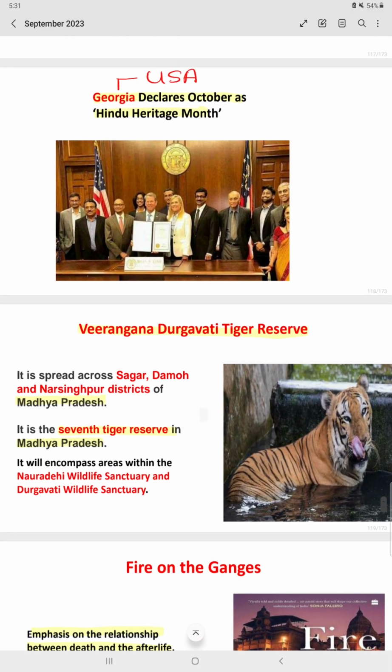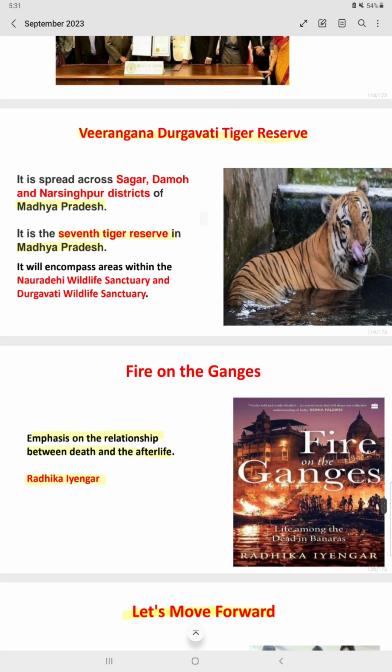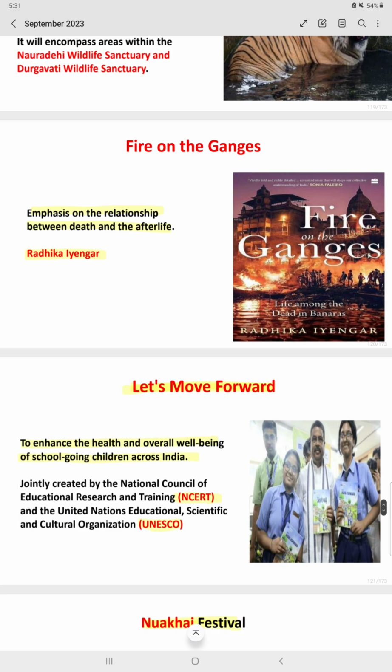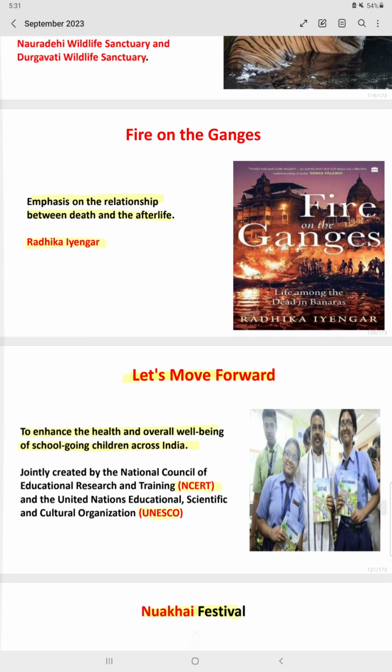Then we have Georgia has declared October as Hindu Heritage Month. So Georgia is a state in the USA that has recognized Hindu Heritage Month in October. Then we have Veer Rani Durgavati Tiger Reserve. This is the newest tiger reserve, the seventh tiger reserve of Madhya Pradesh. We have a book called Fire on the Ganges. This is a book by Radhika Iyengar to emphasize the relationship between life and afterlife.